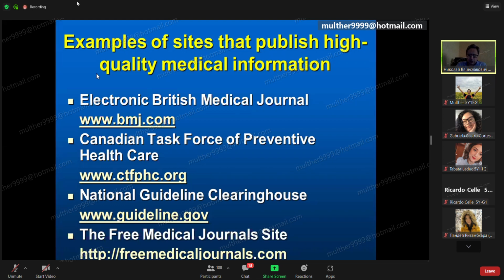In the internet, there are sites which usually publish high quality medical information. There are sites of the electronic British Medical Journal, Canadian Task Force on Preventive Healthcare, National Guideline Clearinghouse, Free Medical Journal site, and others.